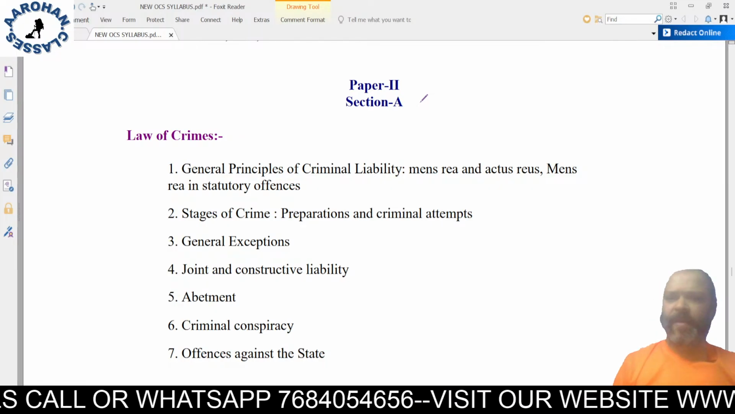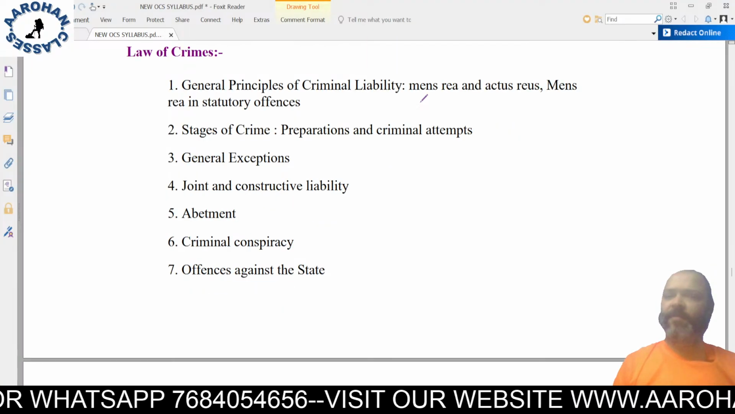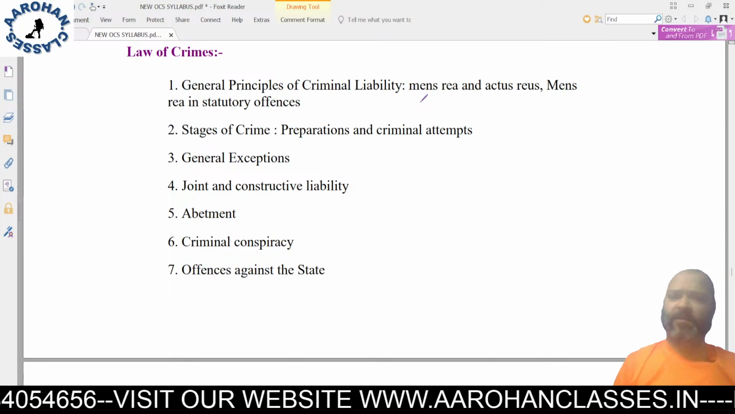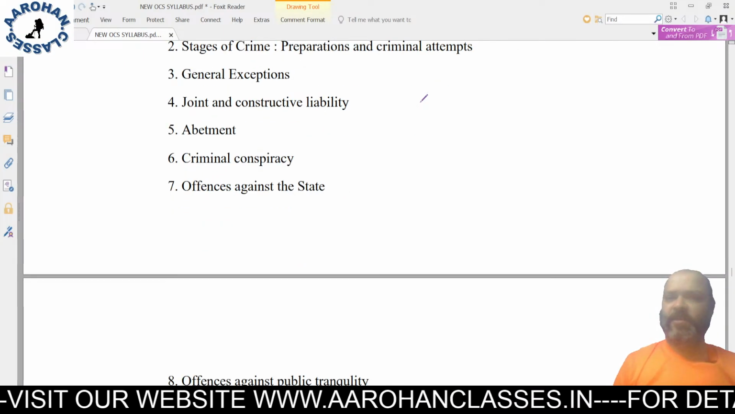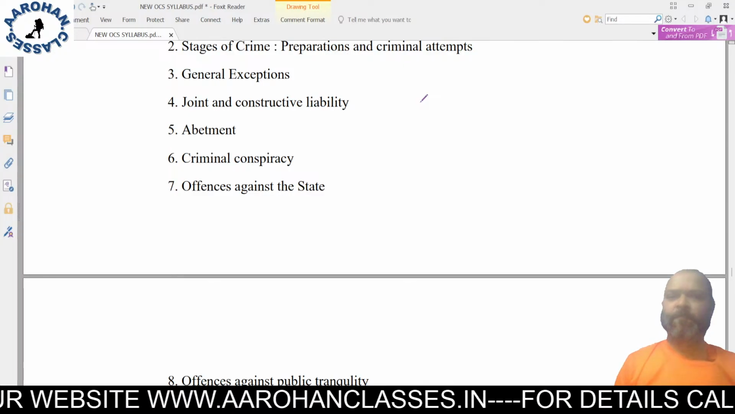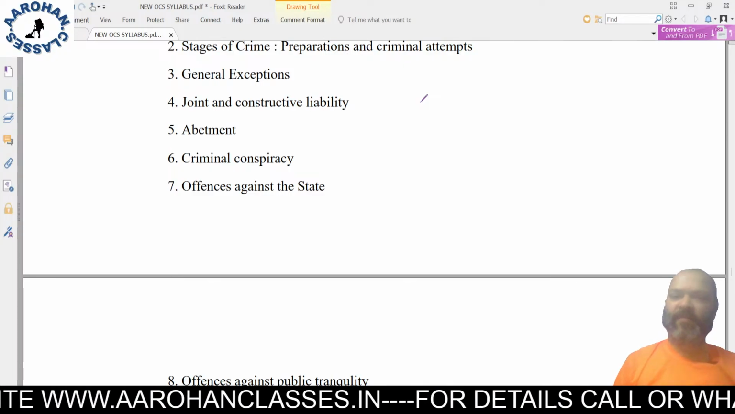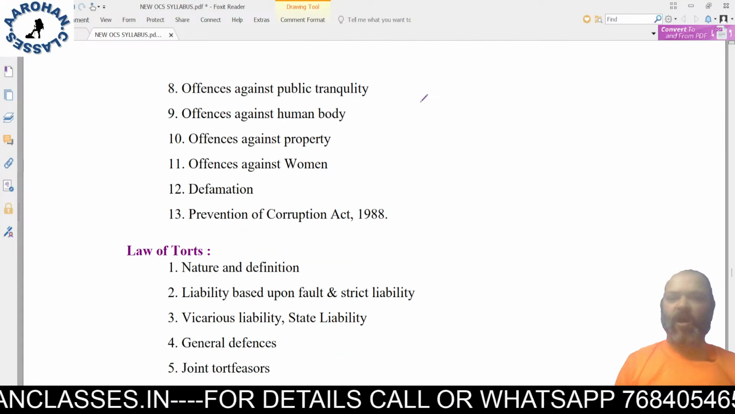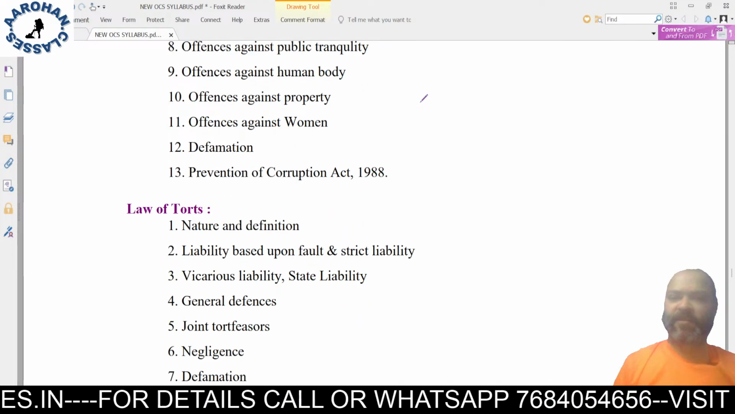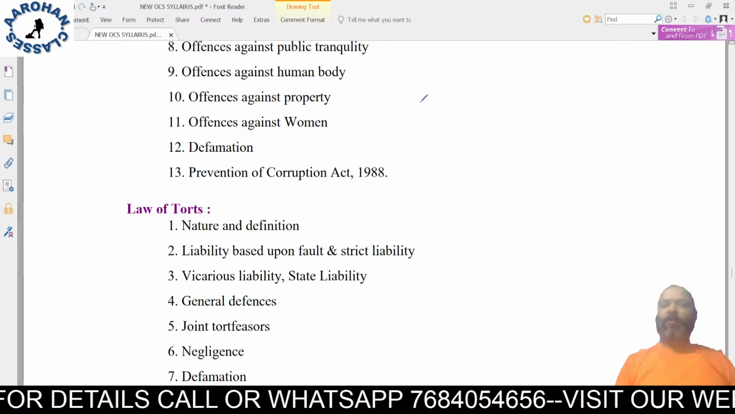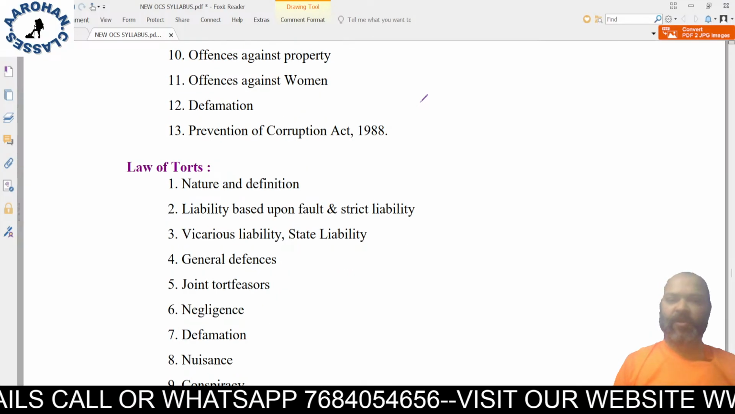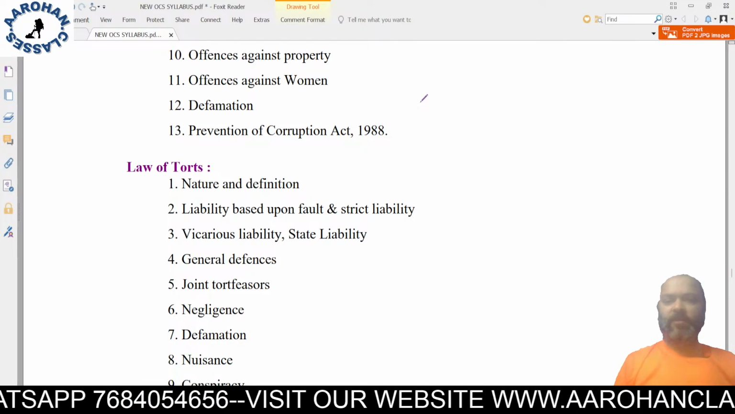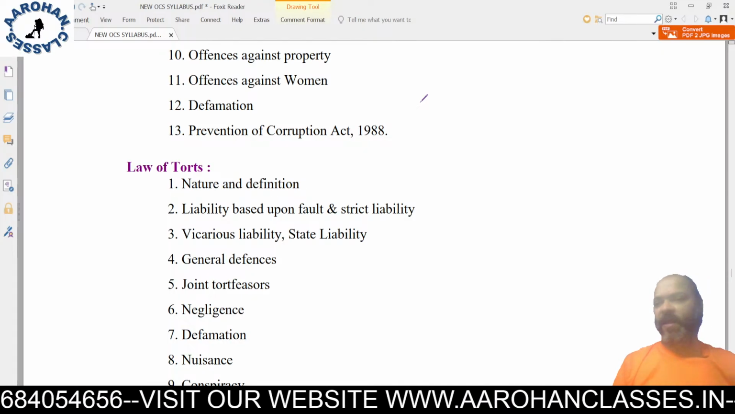Then Paper 2, law of crime: general principles of criminal liability, mens rea, actus reus, mens rea in statutory offences, stages of crime, preparation and criminal attempts, general exceptions, joint and constructive liability, abetment, criminal conspiracy, offences against the state, offences against public tranquility, offences against human body, offences against property, offences against women, defamation and the Prevention of Corruption Act 1988. Questions will be based on these concepts; generally, questions have not come section-wise.